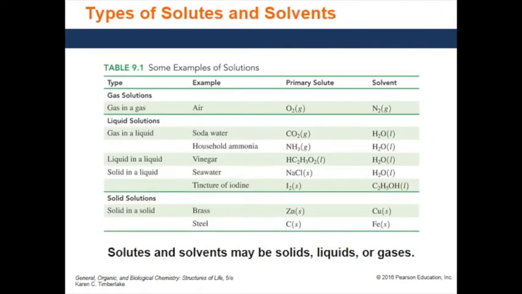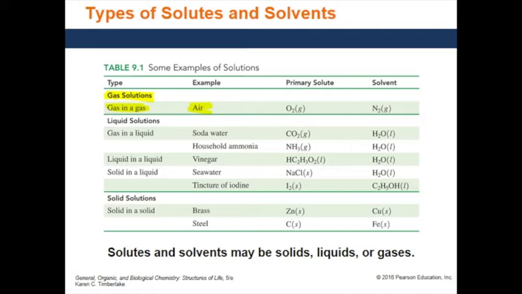So when we talk about different types of solutes and solvents, like I said, solute and solvent can be in multiple different states. For instance, solutions can be gas solutions, meaning we have gas and gas. Our solute is gas and our solvent is also gas. One example of that is air. Air is a homogeneous mixture of oxygen, nitrogen, hydrogen, helium, all those gases. So this is an example of gas in gas solution.